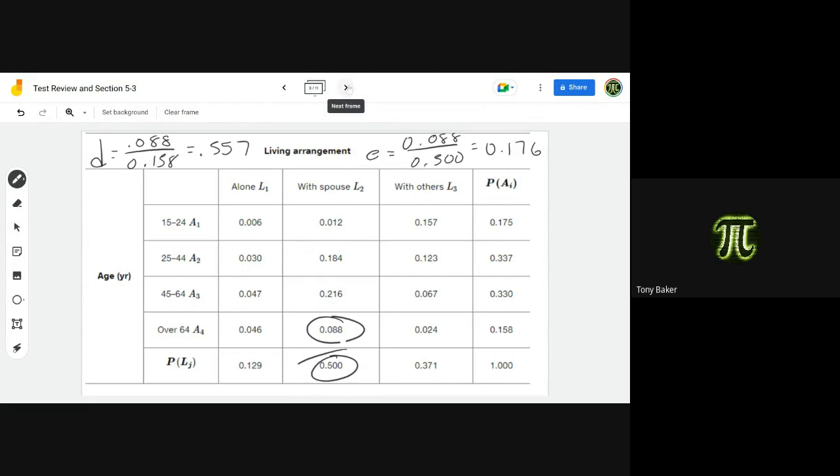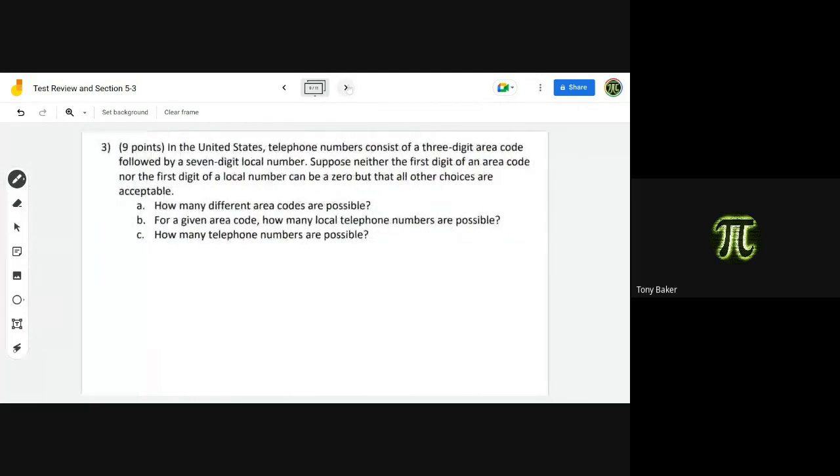All right. Next question. In the United States, telephone numbers consist of a 3-digit area code followed by a 7-digit local number. They're broken up into 3s and 4s because we remember things better when they're in groups of 3 and 4. That's why phone numbers and social security numbers are basically broken down like that. Suppose neither the first digit of the area code nor the first digit of the local number can be 0, but all of the other choices are accessible. How many different area codes are possible?